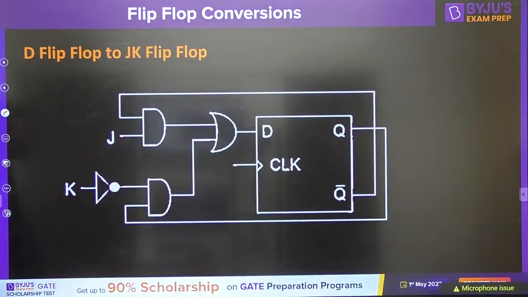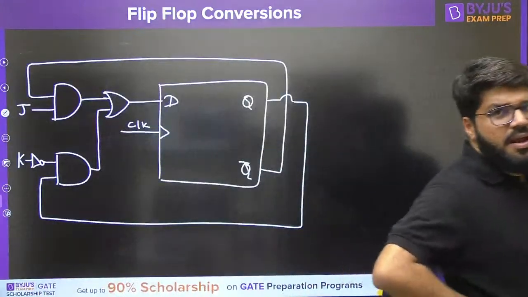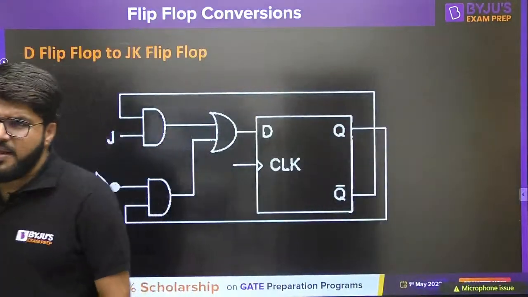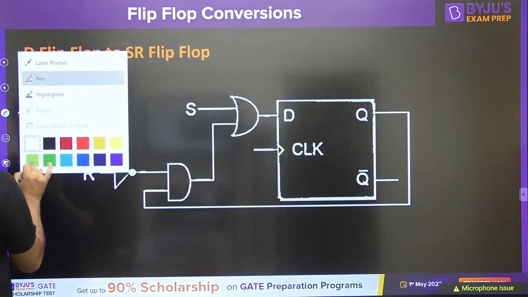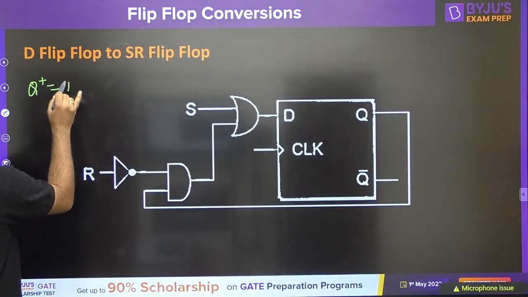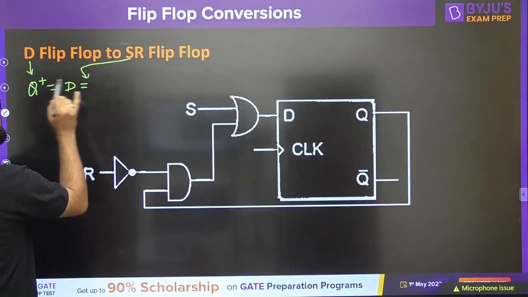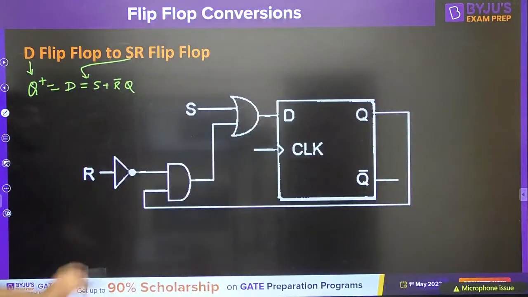Have a look into this little bit more neat and clean systematic diagram, but the same thing I have drawn here. So I have converted a D flip-flop to the JK flip-flop. Similarly, we can convert a D flip-flop to the SR flip-flop, because what we have is Q plus equal to D, and for the SR flip-flop, Q plus is S plus R bar Q. So make D equal to S plus R bar Q.